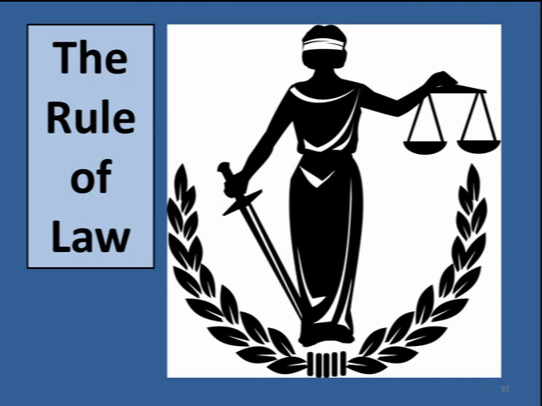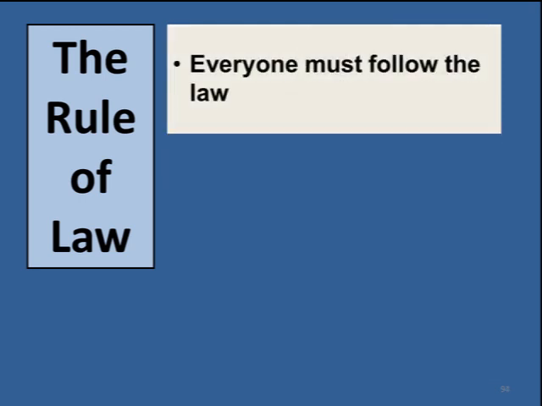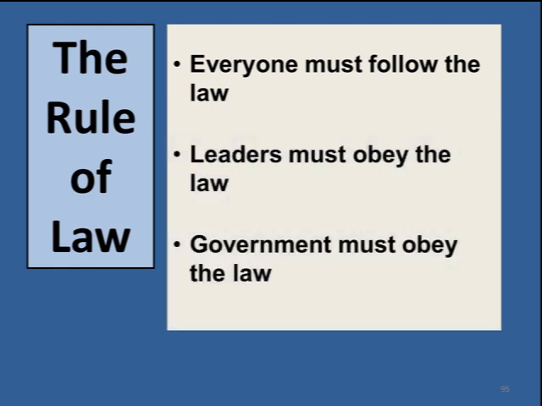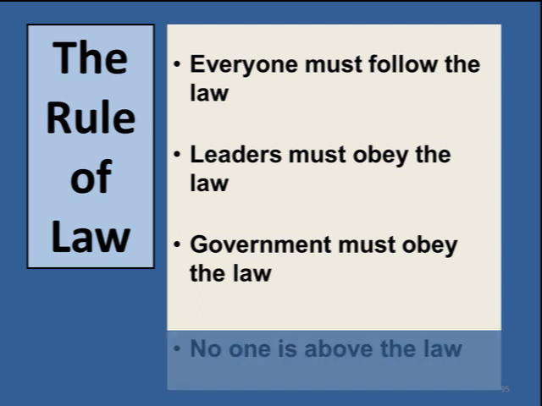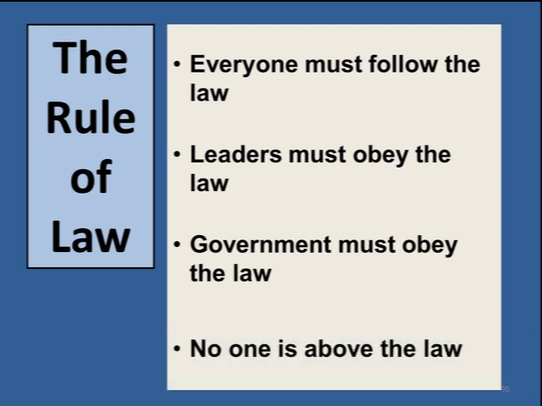A basic principle behind the U.S. Constitution is the rule of law. The rule of law means everyone must obey the law, even leaders and the government. With the Supreme Court at the top, all courts in the United States help preserve the idea that no one is above the law.